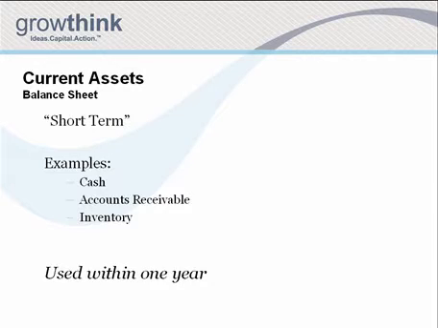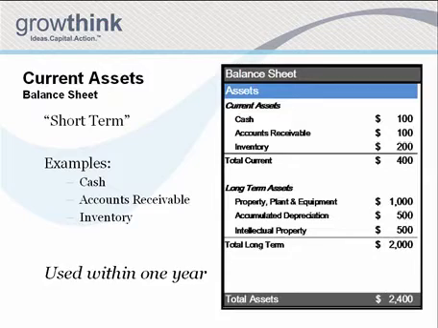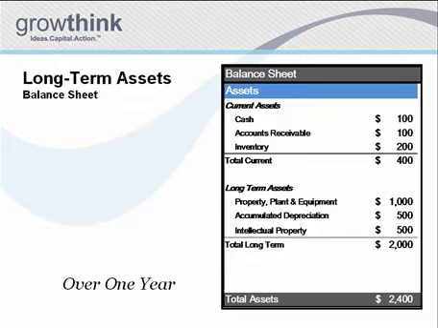The definition, going back here to your current assets, is that they're short term. They're used within 1 year. So once again, we see on this balance sheet here, $100 worth of cash, $100 in accounts receivable, and $200 worth of inventory. We have total current assets of $400.